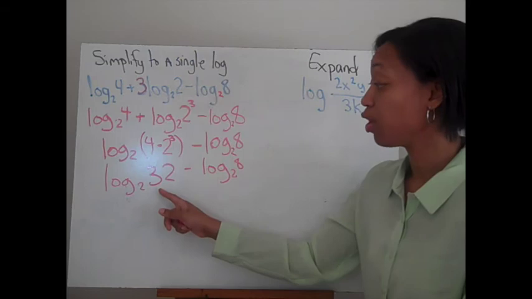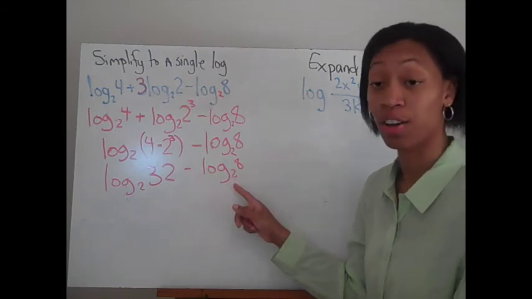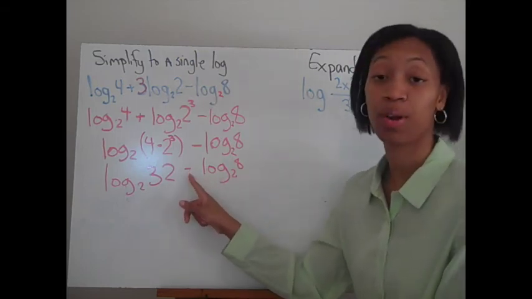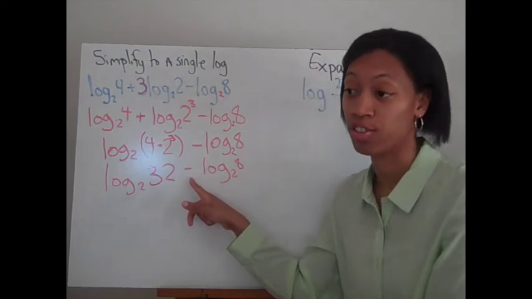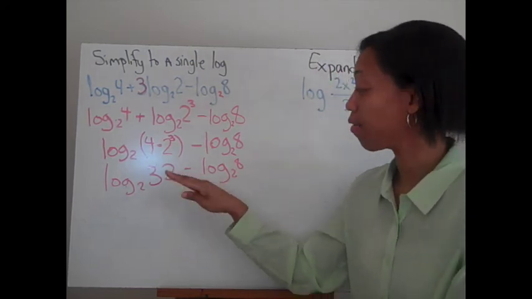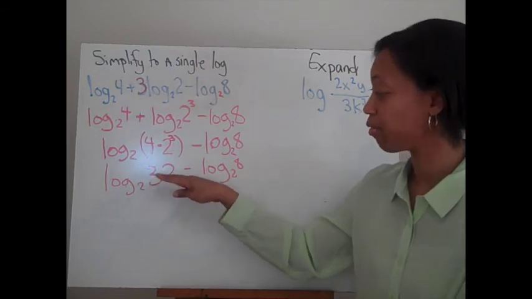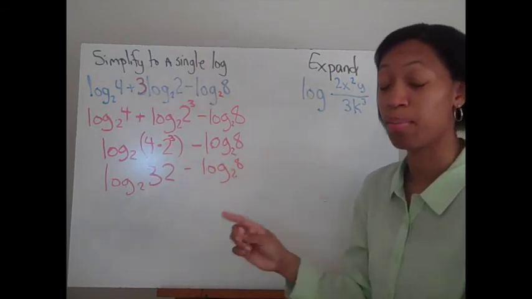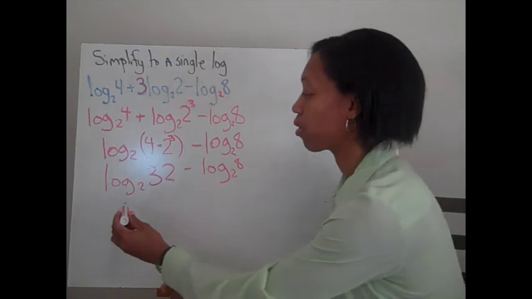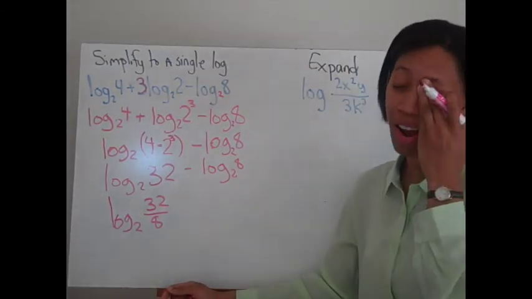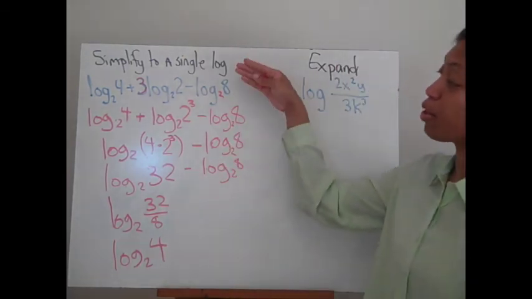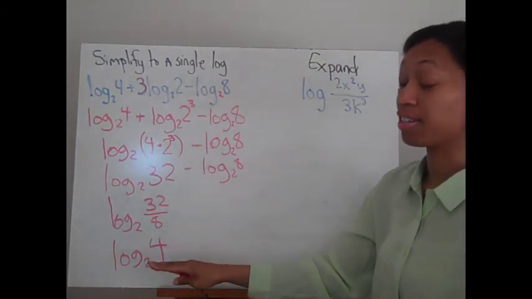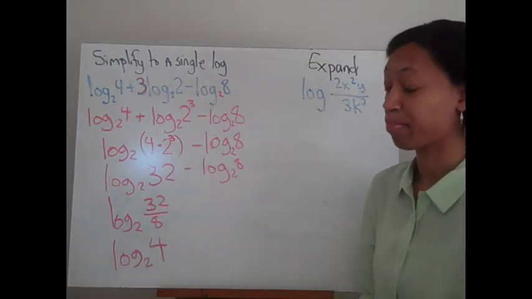Alright, so now I have log 2 32 minus log 2 8, and I have a subtraction. Well, with subtraction, I know that subtraction can turn into division. So I'm going to have the first number divided by the second number, and it combines into being only one log. And 32 divided by 8 gives me 4 for my final answer. So the original one simplifies down into log 2 4.